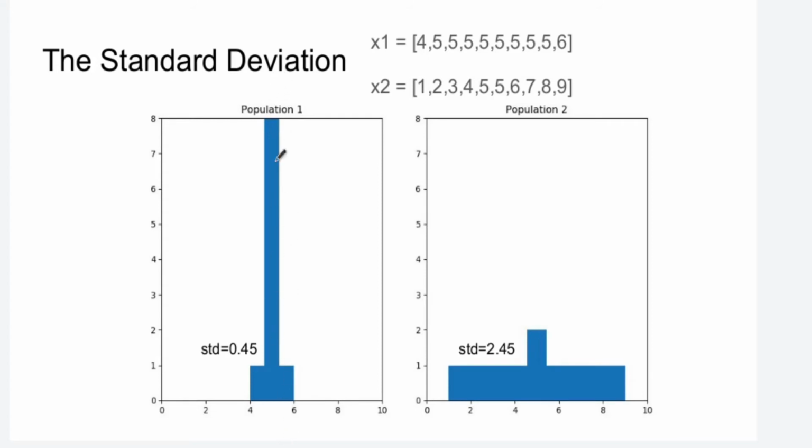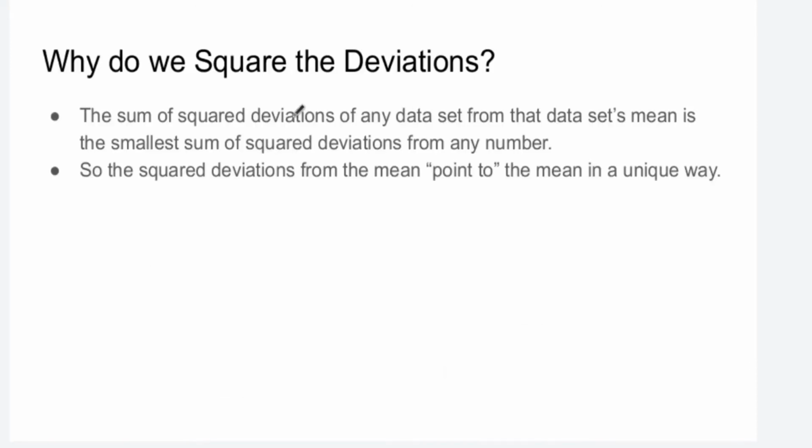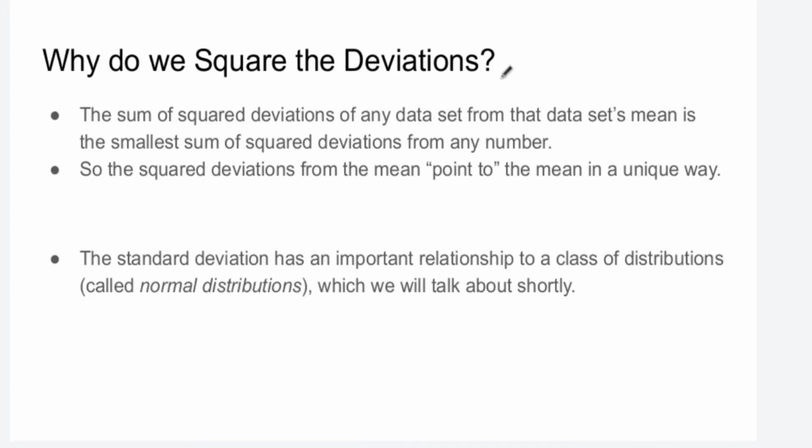That's kind of a complicated idea and hard to state in a transparent way, but what this means is that the squared deviations point to the mean in a unique way, because it gives us the smallest number when we calculate the standard deviation in this way.